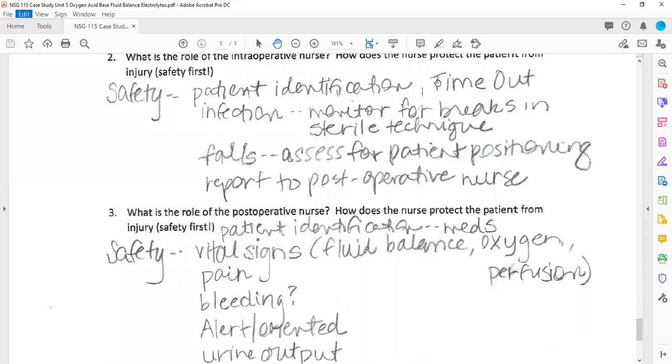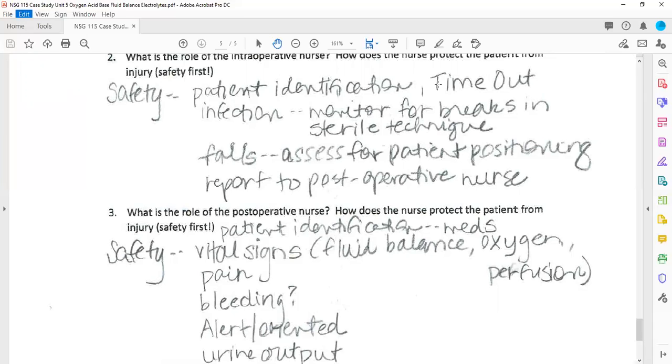So the role of the post-operative nurse, again, safety, safety, patient identification. They're going to be administering pain medication, maybe other kinds of medication that the physician's ordered in the post-op area. They're going to be assessing vital signs. Again, what were the vital signs intraoperatively and preoperatively? What's their fluid balance? What was intake and output in surgery? What's their O2 sat? What is their perfusion? We're going to be checking for things like pulses and color and skin integrity, cap refills, all of those types of things to assess perfusion.